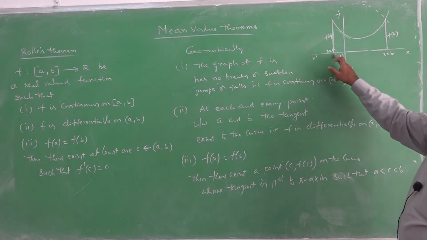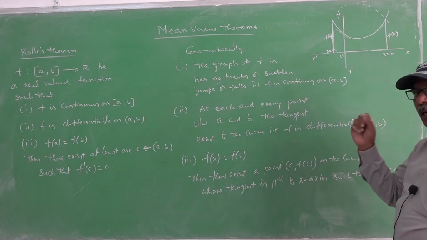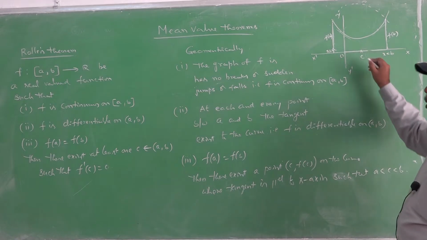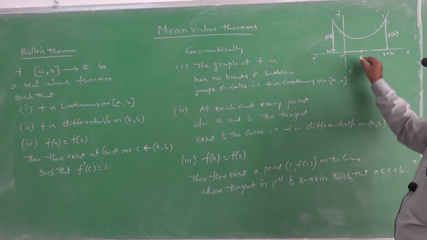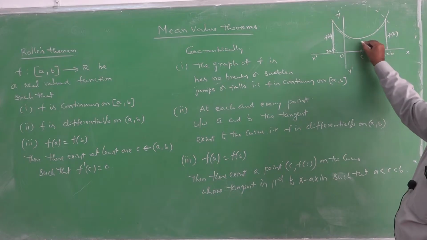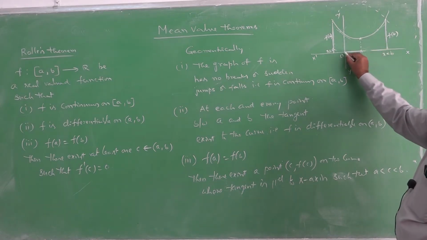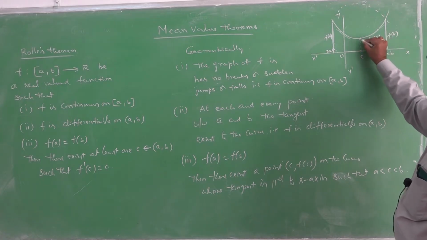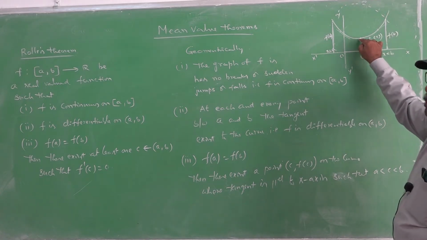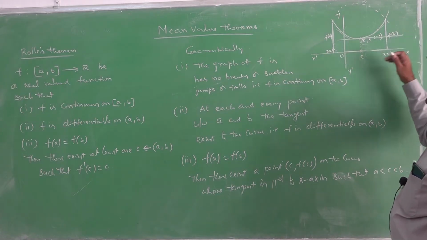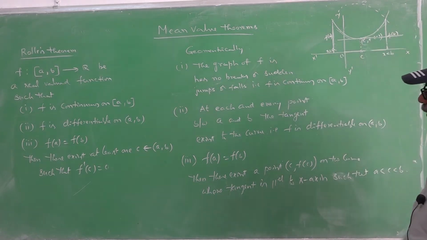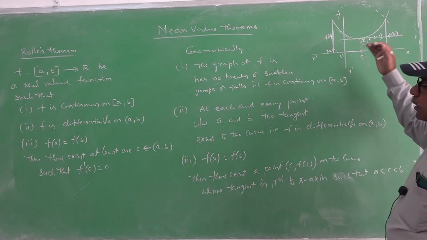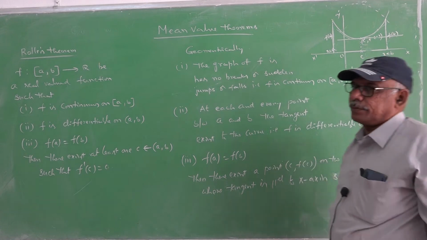In such a case, between a and b, certainly there exists at least one point. At least one means one or more points may exist. What is the point on the curve here? Once this is c, this is f of c. So, c comma f of c is the point, where the tangent is parallel to x-axis by Rolle's theorem. Certainly such a tangent exists to the curve.